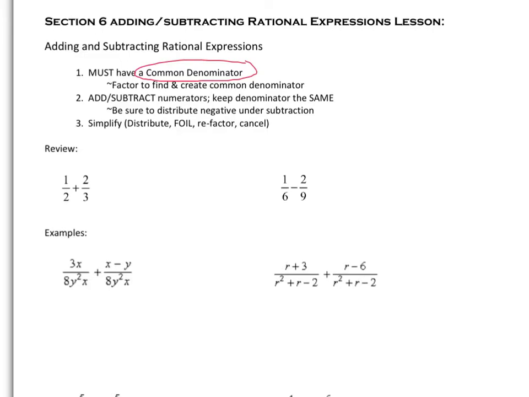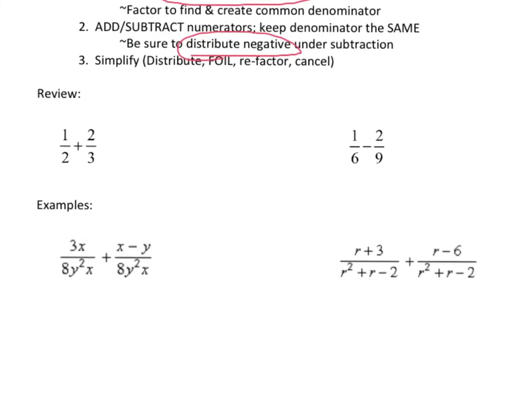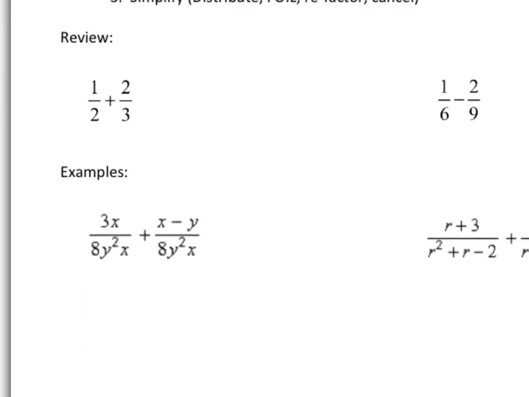The denominators stay the same, but be sure that if you are doing a subtraction between fractions, that you distribute the negative when necessary. So therefore, I recommend from the beginning, if we ever have a subtraction problem, like this second fraction here, we would change this to plus a negative 2 and put that numerator with the negative.